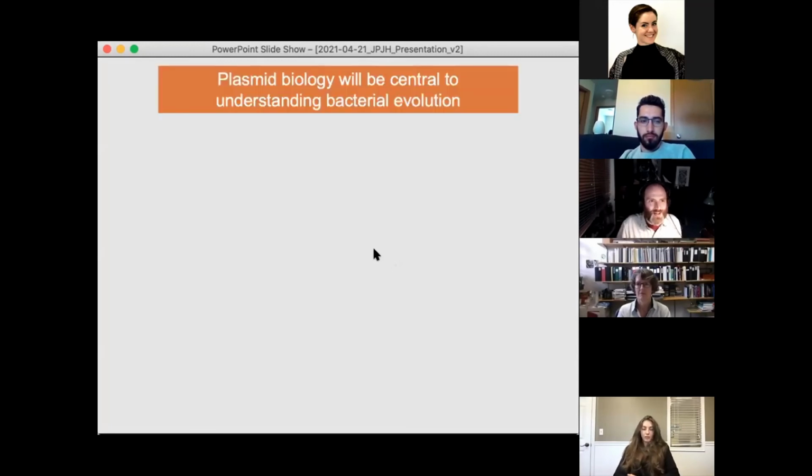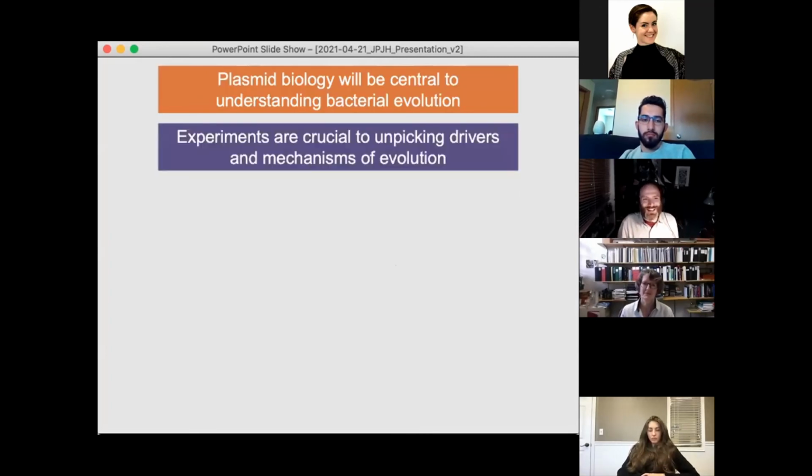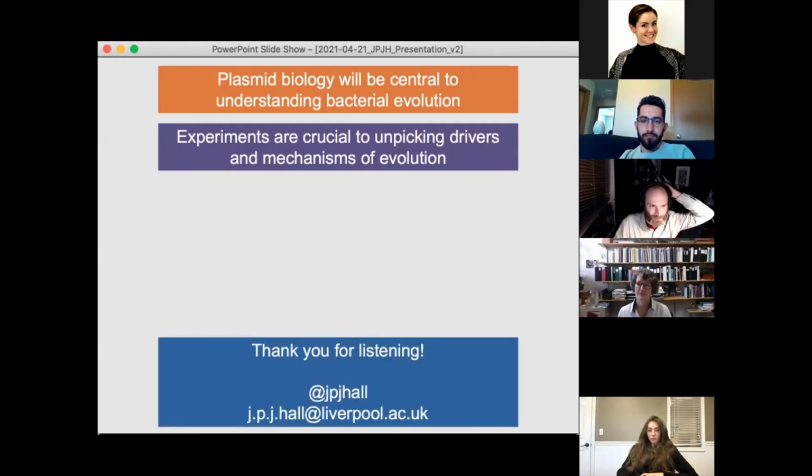Okay. So these are the take-home messages. If we want to understand bacterial evolution, we have to understand plasmid biology. And if we want to do this, we have to do experiments, right? We can't get away just by sequencing everything we come across. We have to actually do some experiments to understand the causal drivers of this process. And with that, I'll be very glad to take any questions.